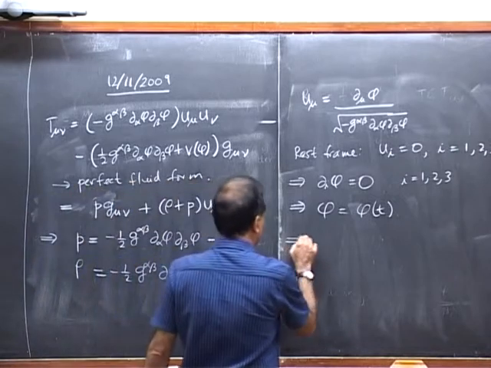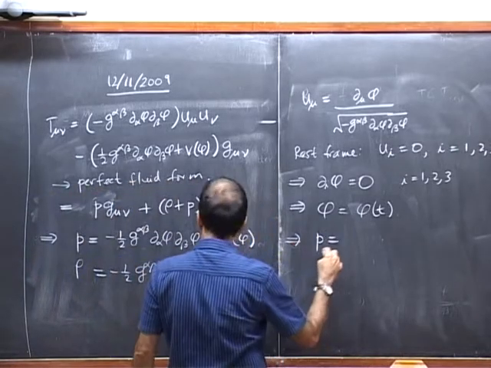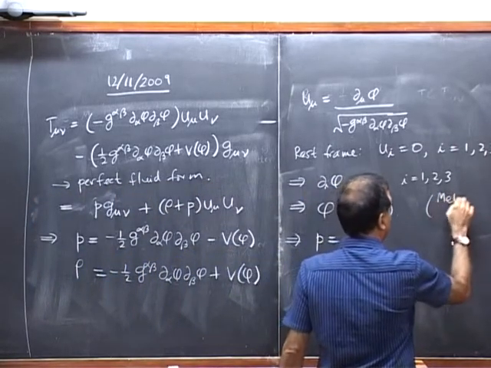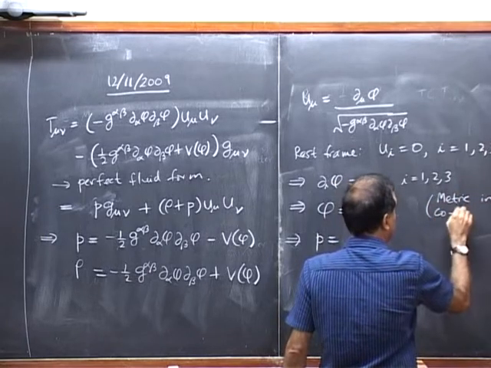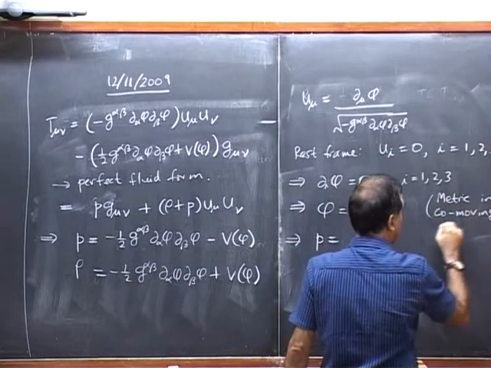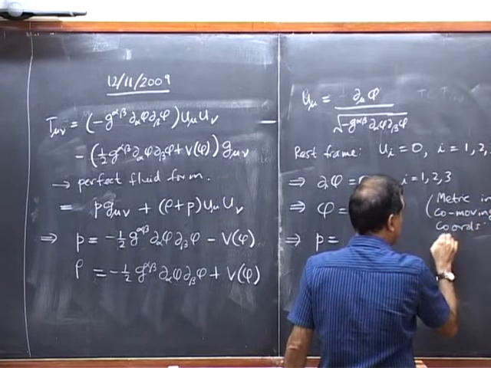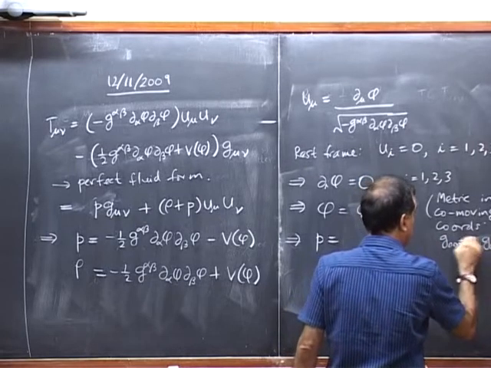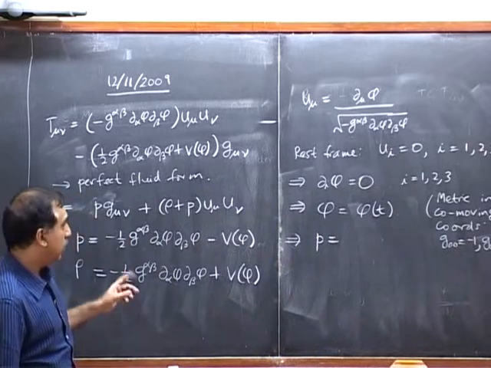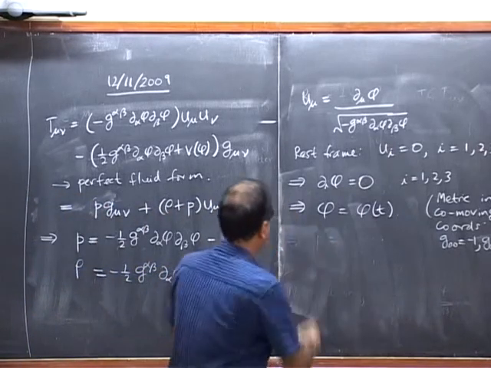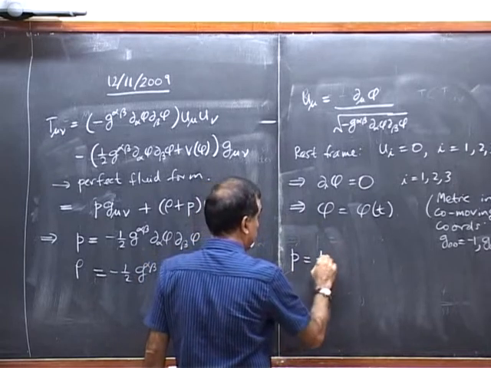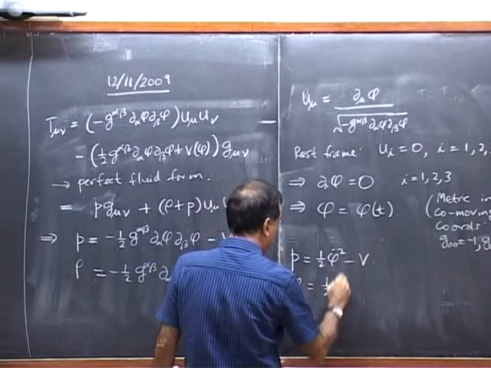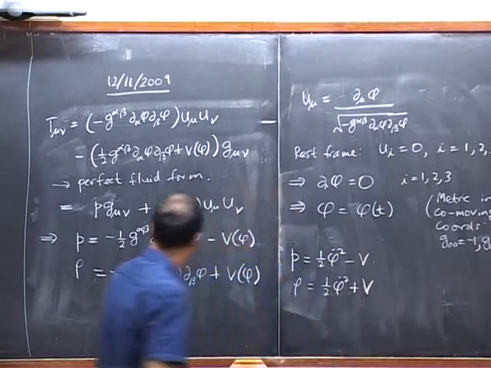Okay. From this it follows that the pressure is now... Okay, we also have to be in co-moving coordinates. So we choose the metric in co-moving coordinates, which is the usual choice that we've always made in such discussions. So G00 is minus 1 and G0i is 0. With that, we can now write P and rho quite nicely. P is just plus 1/2 phi dot squared minus V, and rho is half phi dot squared plus V.